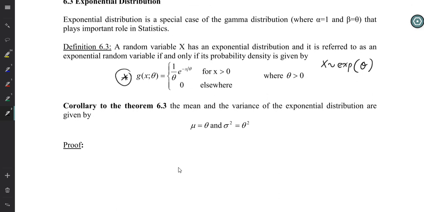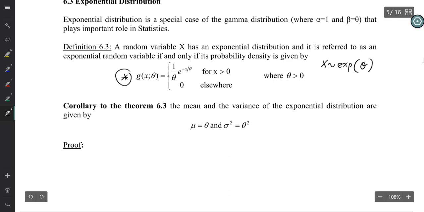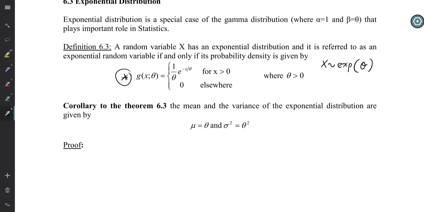Now we have to find the mean and the variance of the exponential distribution. Now you can see the pattern. Always when we define a distribution function, we try to find the mean and the variance, right? Because they are very useful in statistics. And then we see how we can calculate the probabilities, and if you need other moments. Okay, so let's try to find the mean and the variance of the exponential distribution.